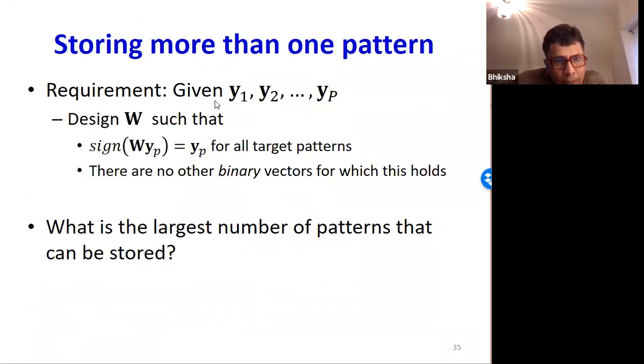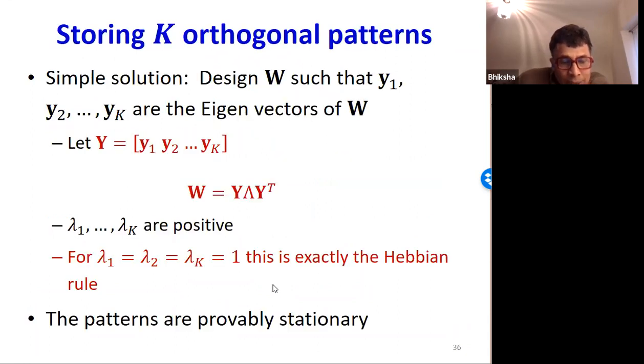So if I want to try to store some p patterns, I want sign(Wy) to be the same as y. And the largest number of patterns that you can store is going to be the maximum number of eigenvectors of W, and that is going to be n. Specifically, if all of the patterns I'm trying to store are orthogonal, then I can simply design my W as y times lambda y transpose, where lambda are the eigenvalues. And if all of the eigenvalues are exactly 1, this gives you the Hebbian learning rule. So this is what the Hebbian weight matrix was.